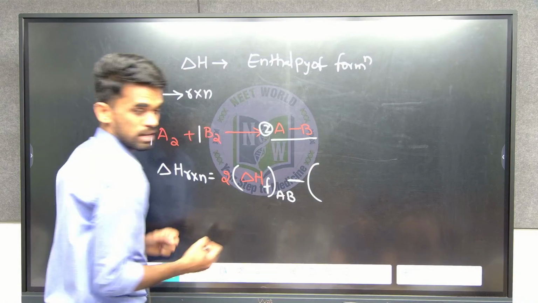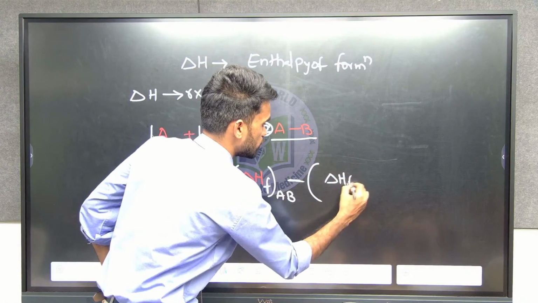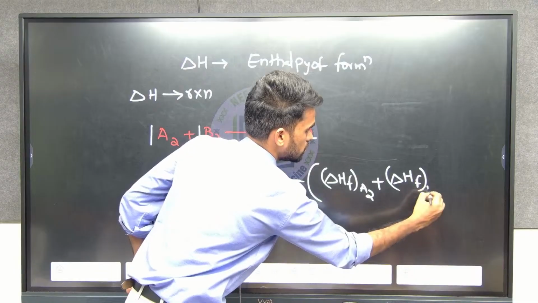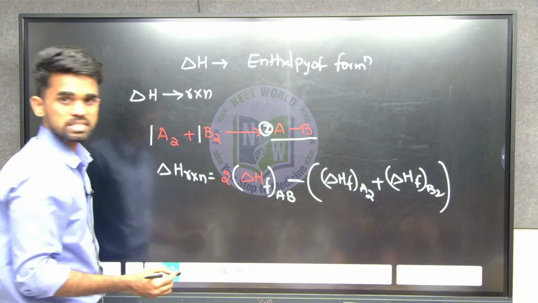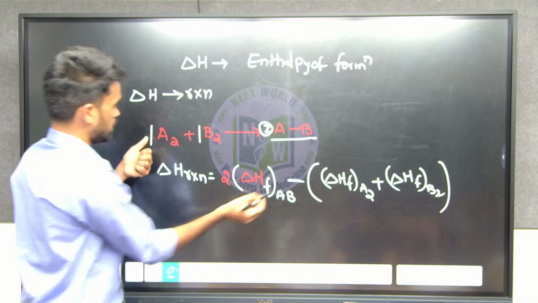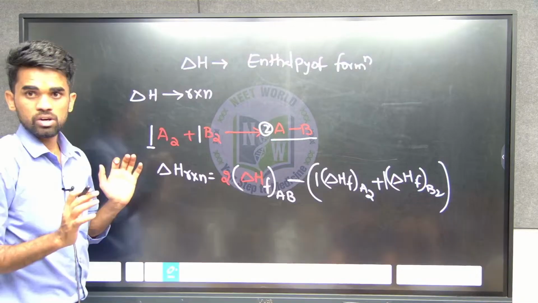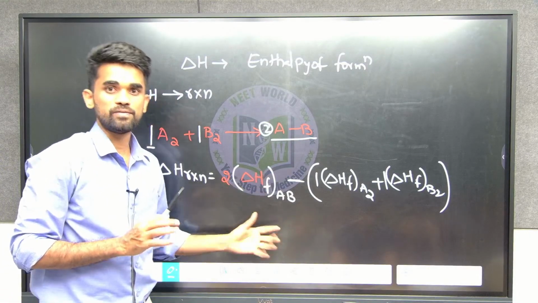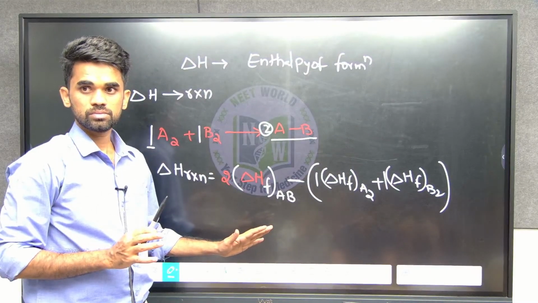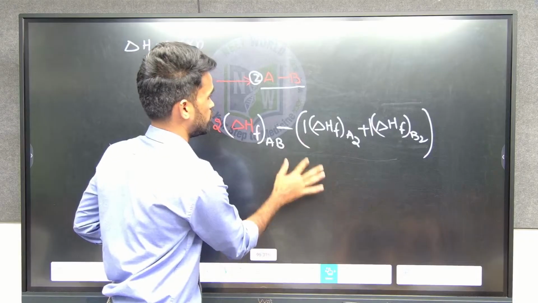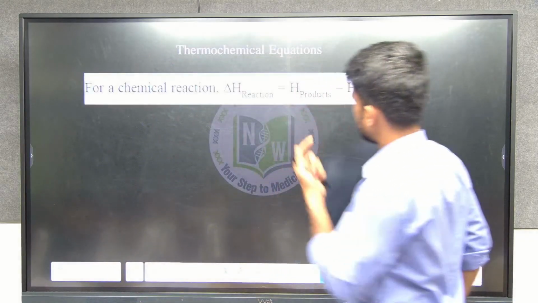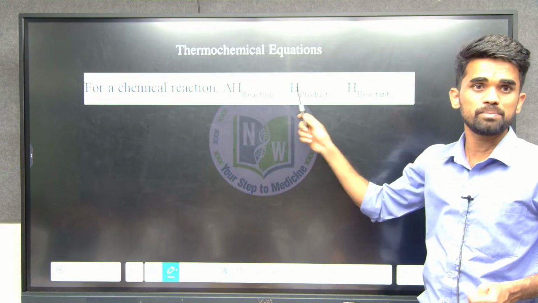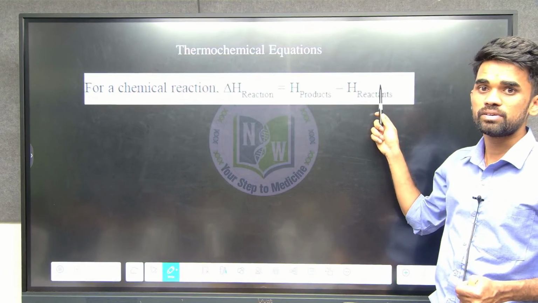Open the bracket. Delta HF of A2 plus delta HF of B2. What are the stoichiometric coefficients here? 1. For this one also? 1. That's it. Now this value they will provide. You substitute the value here and simplify to get the final answer. Simply, for a chemical reaction, enthalpy of reaction equals enthalpy of products minus enthalpy of reactants.